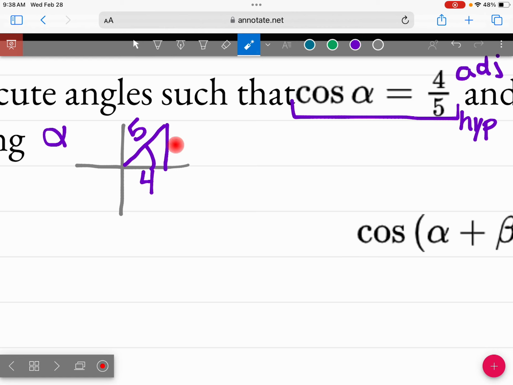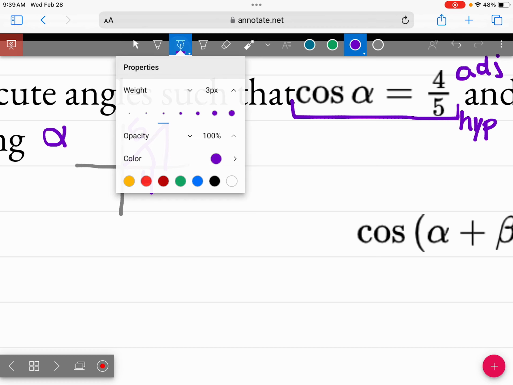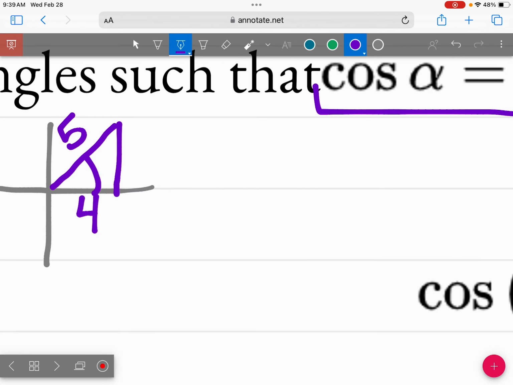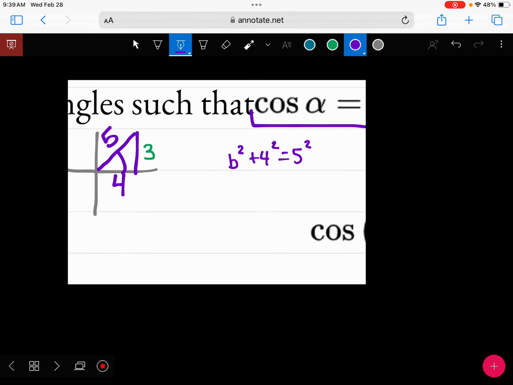What's this side going to be? You're on the right track, but think of it the other way. It's a special triangle. You can always use Pythagorean theorem if we need to. It's 3. It's a 3, 4, 5 right triangle. So this side's going to be 3. You can also come in here and go b squared plus 4 squared equals 5 squared. You're going to wind up with that being 3. Okay?